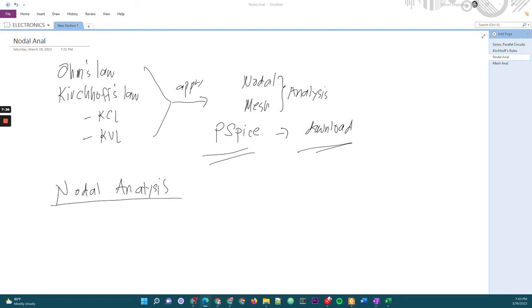The next step would be to apply KCL, Kirchhoff's current law. So we apply it to the currents entering and leaving at a particular node. And then, we will be using Ohm's law to express the branch currents in terms of node voltages. Lastly, we will solve the resulting simultaneous equations that we obtain to find the unknown node voltages.